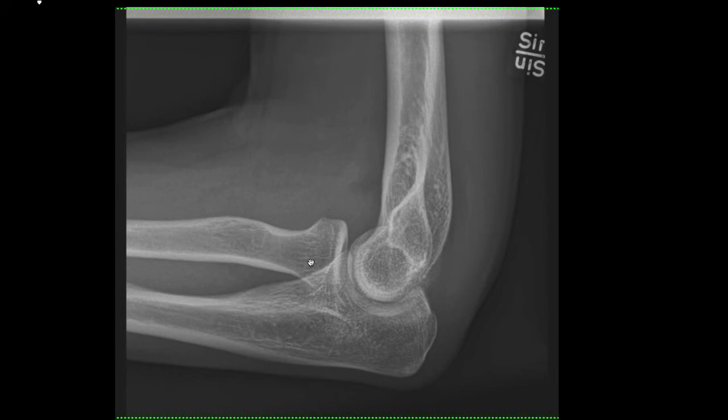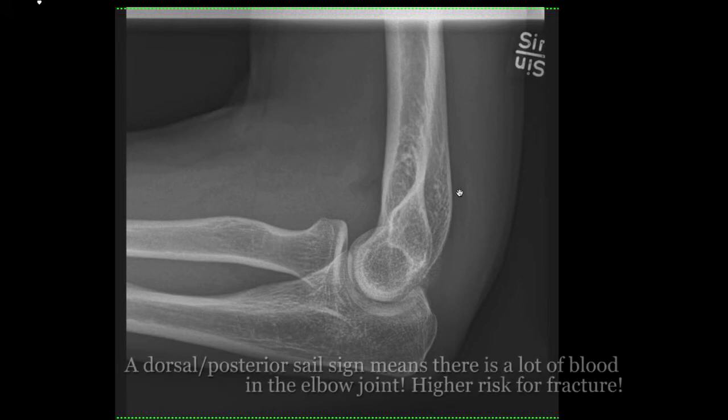Alright, the next patient is here. What is the first thing we see? The sail sign. Look, it even has a posterior one. When you see a posterior sail sign, there has to be a fracture somewhere. Just try to look. Nothing obvious here again.